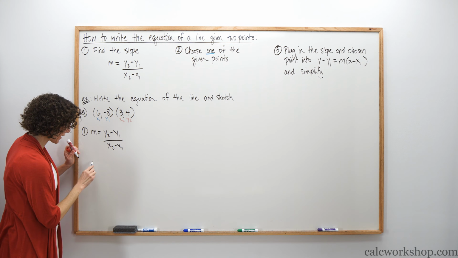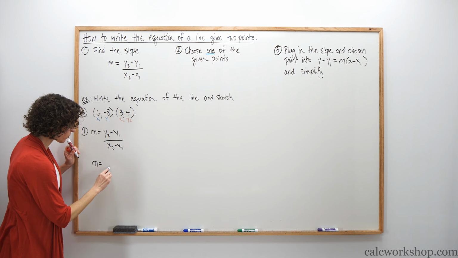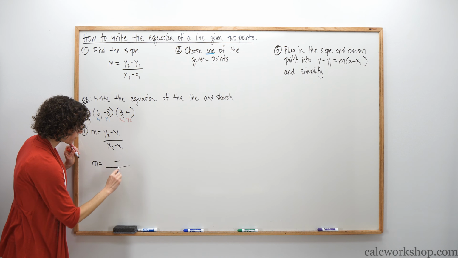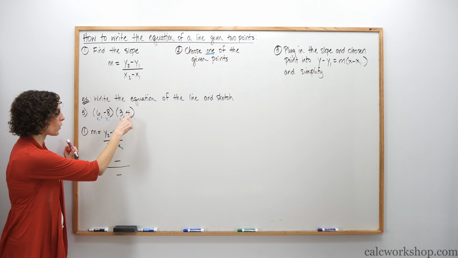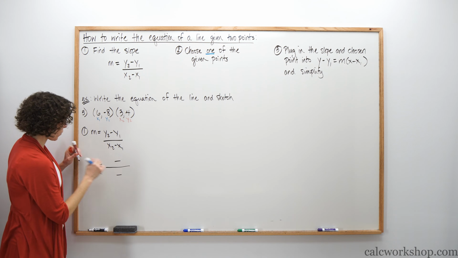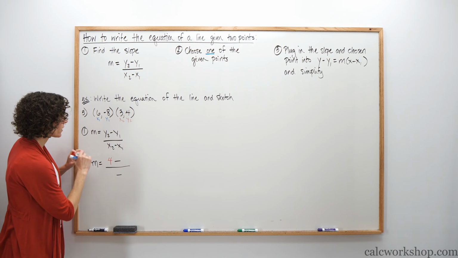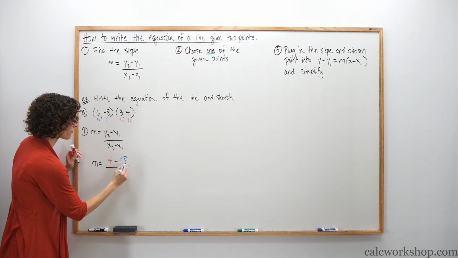So all we got to do is drop everything in. I'm just going to put our framework in. So m equals, there's the division bar, subtraction, subtraction. Here we go. We're going to say y2 minus y1. So y2 and y1. So y2 is 4, and y1 would be -8.